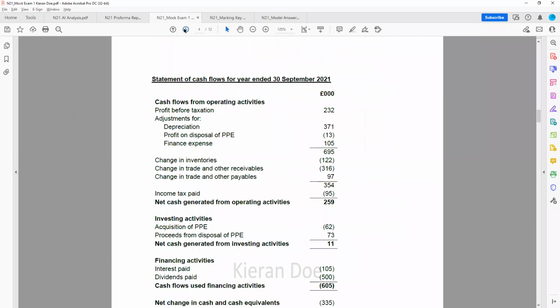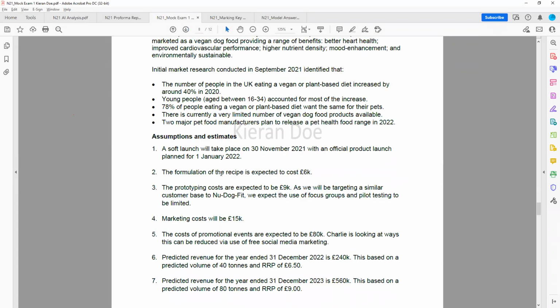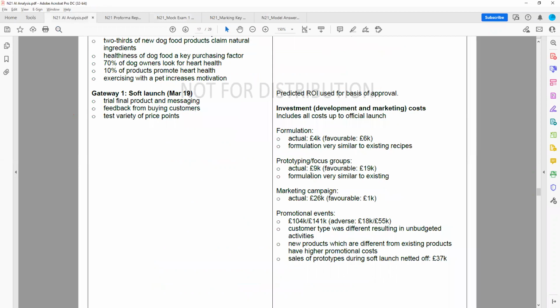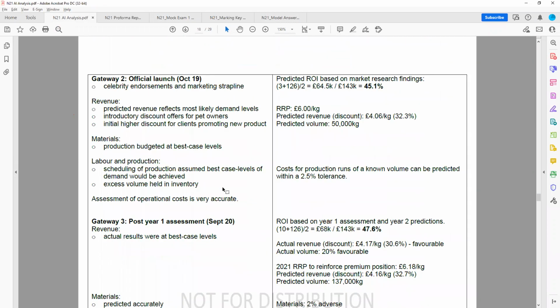So, in the exam, we're going to be provided with all of these assumptions to do the calculations. Formulation costs for the recipe will be this, marketing costs will be this. But in our answer, we're going to want to challenge those assumptions, and we're going to want to say why they may be higher or lower. Of course, we need to have some kind of basis to challenge them, and that's why we're told this past experience. So we've got something to compare it back to. So that's where this information is particularly useful.